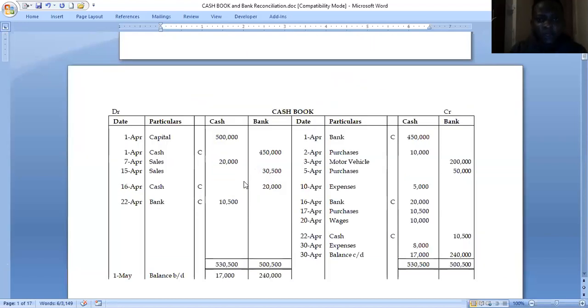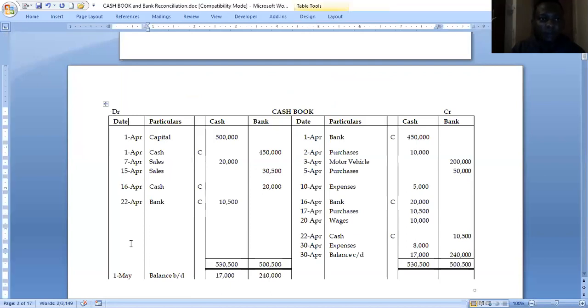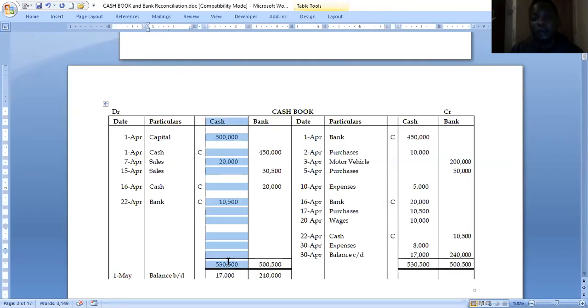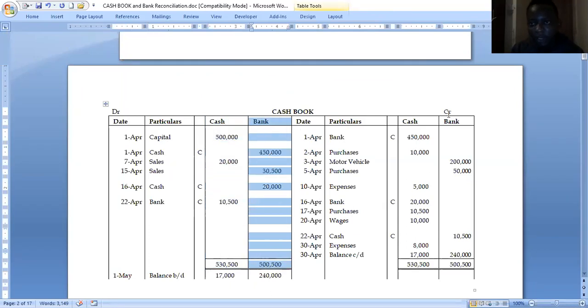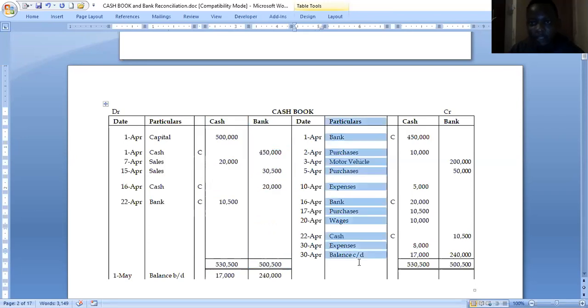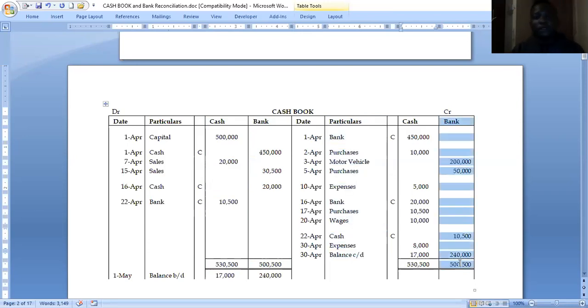As you can see, it is just like any other ledger account, which has two sides, the debit side and the credit side, and has a title, that is, cash book. It has a date column, the particulars column, the cash column for the cash account, and the bank column for the bank account. Then we have the credit side, where you also have the date, the particulars, the cash column and the bank column. So this is a solution to the question we have above here.